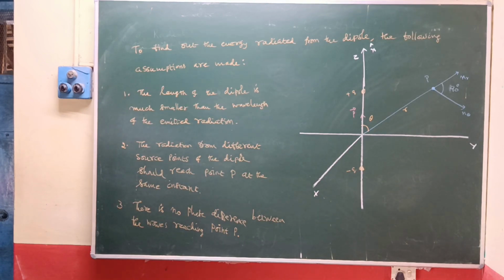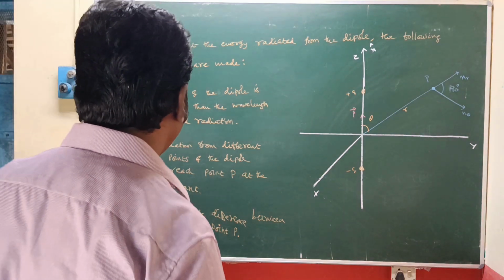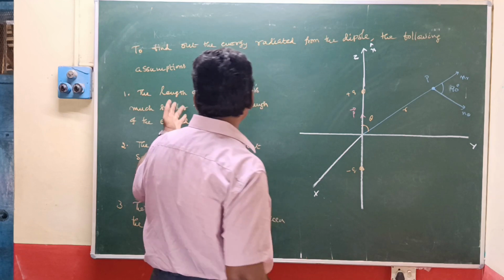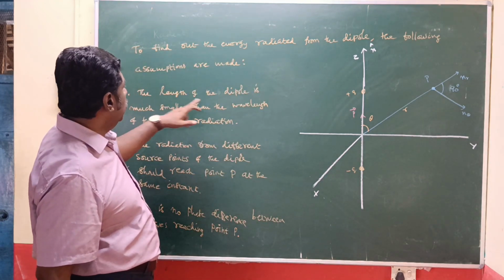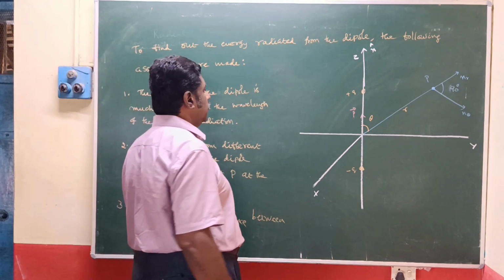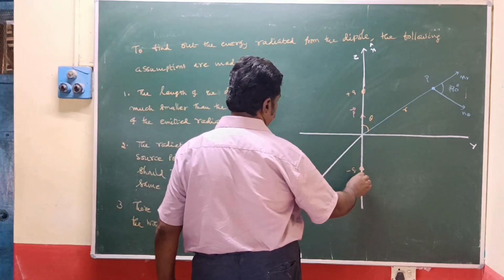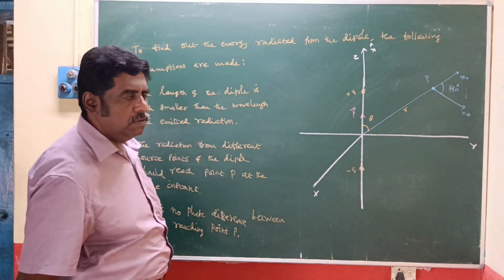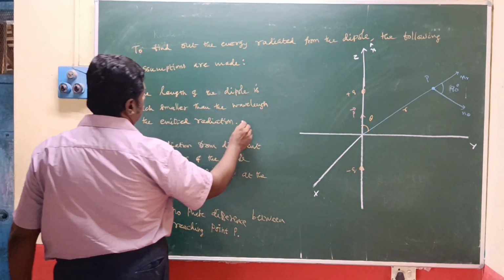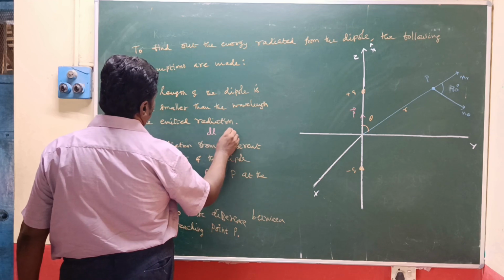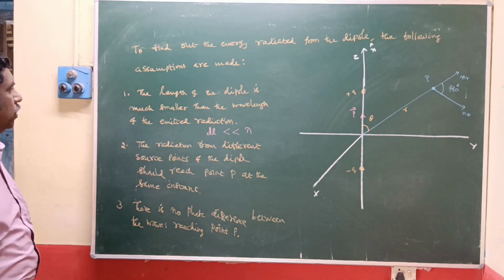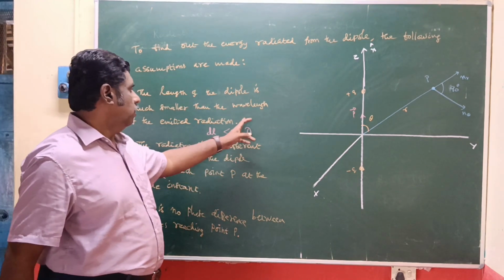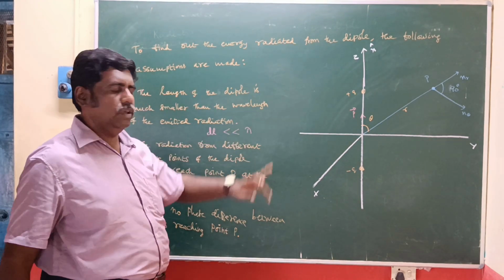To find out the energy radiated from the dipole, we have to make a few assumptions. The first one is that the length of the dipole is small, much smaller than the wavelength of the emitted radiation. See, the distance between plus q and minus q is our length. dl is far less than lambda. The length of the dipole is much smaller than the wavelength of radiation coming out of the source.